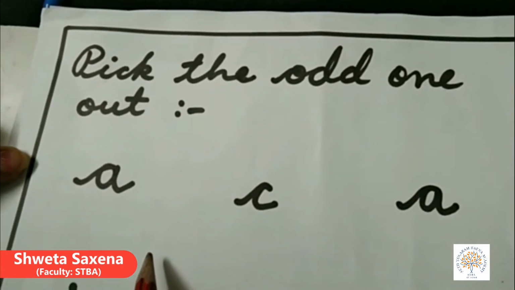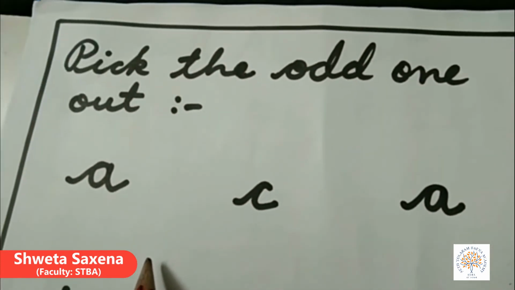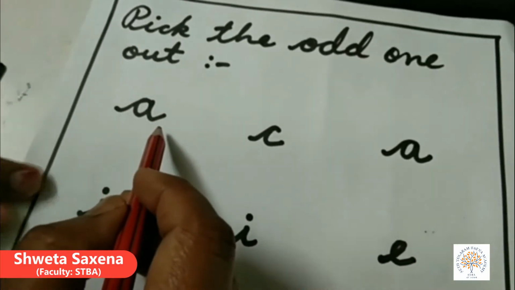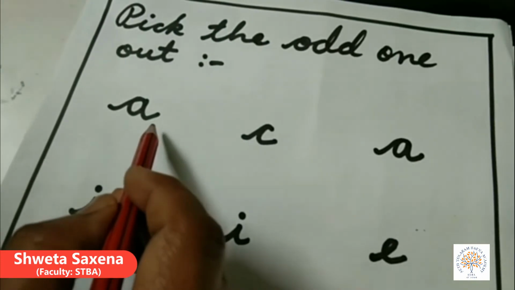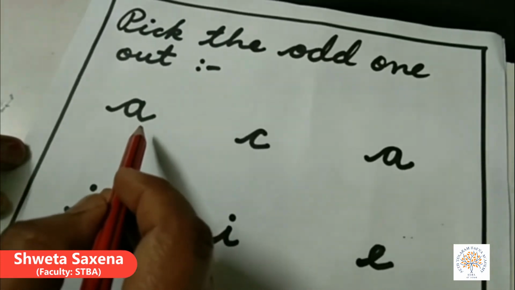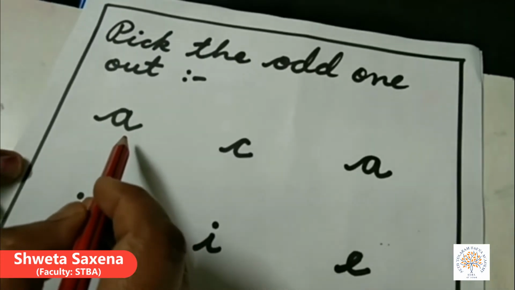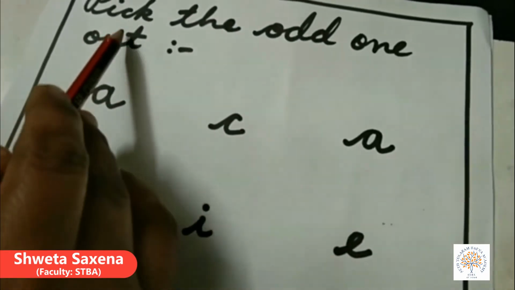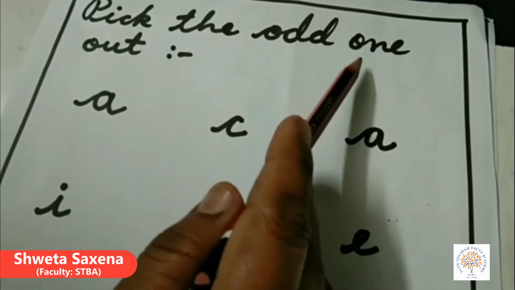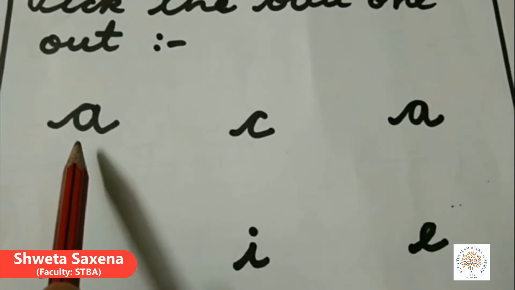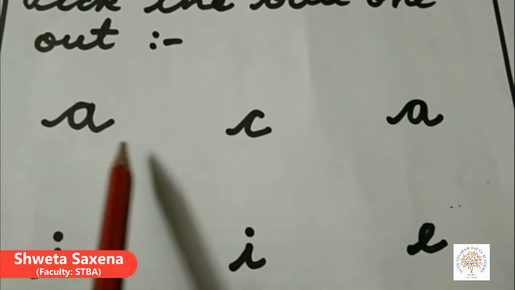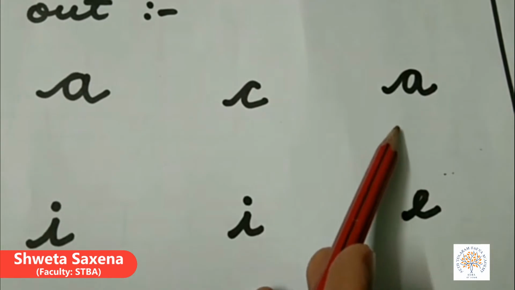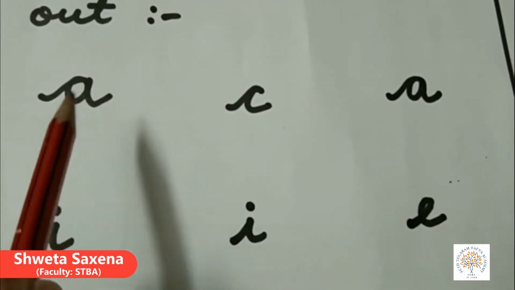Students, I prepared a worksheet for you. Let's practice with me to learn the small cursive alphabets more. Pick the odd one out. It means you have to circle the letter which is different from the other letters, like this.